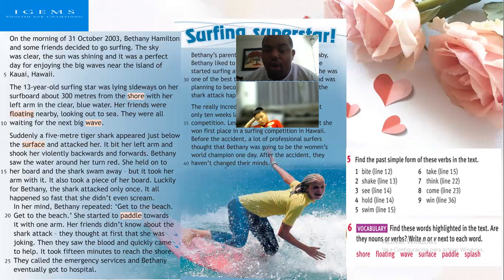So let's see here. We are going to find these words highlighted in the text, and you're going to tell me, are they nouns or verbs? So you're going to write nouns or verbs next to each word in your book. Do you have your book? Then you're going to write N if they are nouns, and V if they are verbs. All right. So look at the highlight. Do you have a pencil?